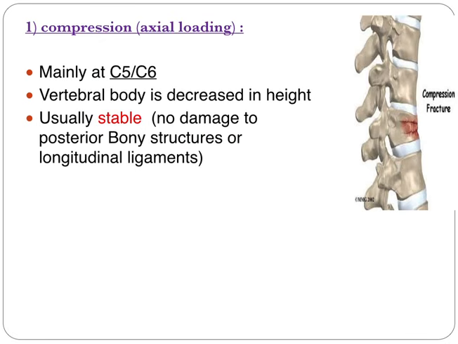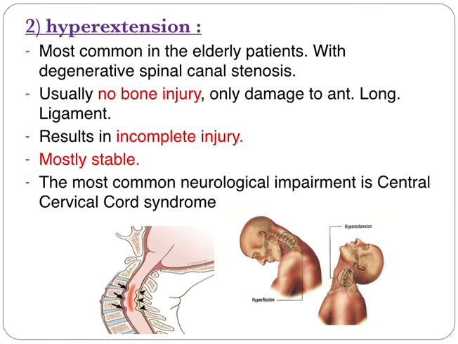The first mechanism of injury is compression, which is axial loading, normally at the level of C5, C6, and it is usually stable with no disruption of the posterior bony structures or ligaments. Hyperextension injury in elderly patients is normally stable, but it can lead to neurological impairment like central cervical cord syndrome.